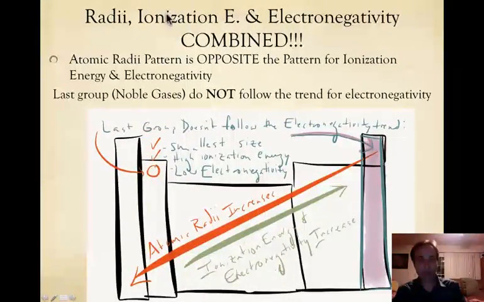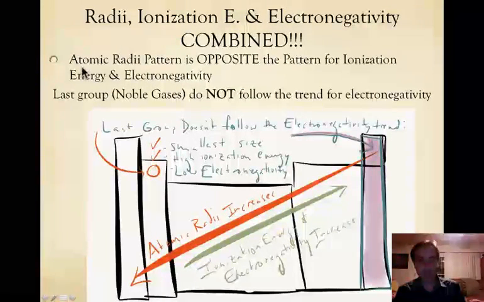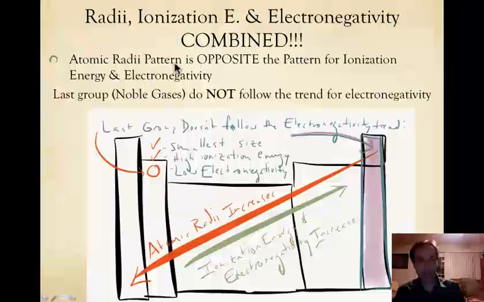Okay, so let's put it all together before we finish. So if we take radii, ionization energy, and electronegativity, we combine them all together on one periodic table, what we see is that atomic radii, that pattern, is opposite the pattern for ionization energy and electronegativity. In other words, as we go down and to the left, atomic radii increases. And all you have to do is remember that France gets fat, right? Francium is the largest. It's down here in the bottom left.